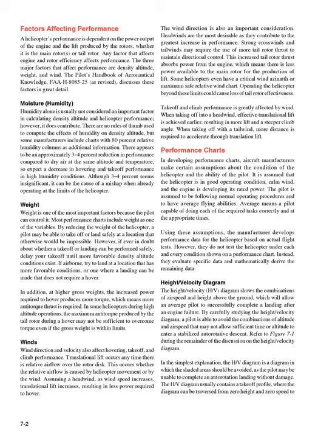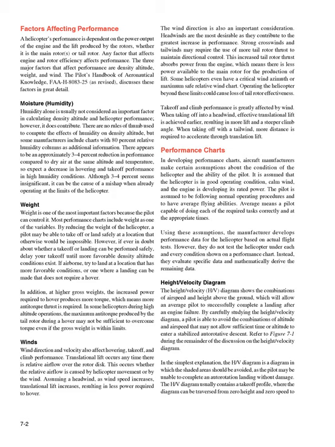Performance charts. In developing performance charts, aircraft manufacturers make certain assumptions about the condition of the helicopter and the ability of the pilot. It is assumed that the helicopter is in good operating condition, calm wind, and the engine is developing its rated power. The pilot is assumed to be following normal operating procedures and to have average flying abilities. Average means a pilot capable of doing each of the required tasks correctly and at the appropriate times. Using these assumptions, the manufacturer develops performance data for the helicopter based on actual flight tests. However, they do not test the helicopter under each and every condition shown on a performance chart. Instead, they evaluate specific data and mathematically derive the remaining data.